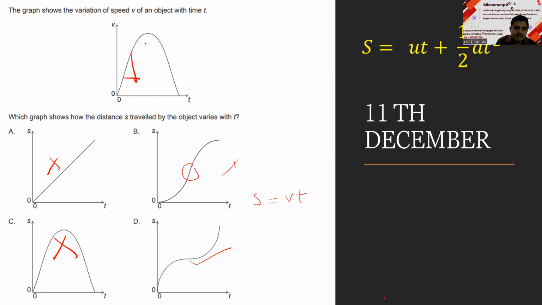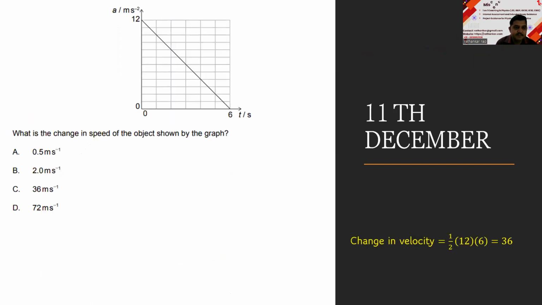And then later on, the velocity keeps on decreasing over here. When speed keeps on decreasing, the acceleration is also reducing over here. Now you see the distance is still increasing, right? Because distance can never become negative. So therefore, D is the right option. Okay. Now let me move on to the next one.